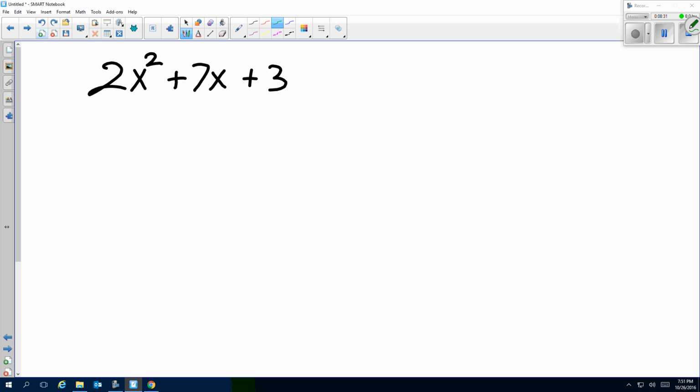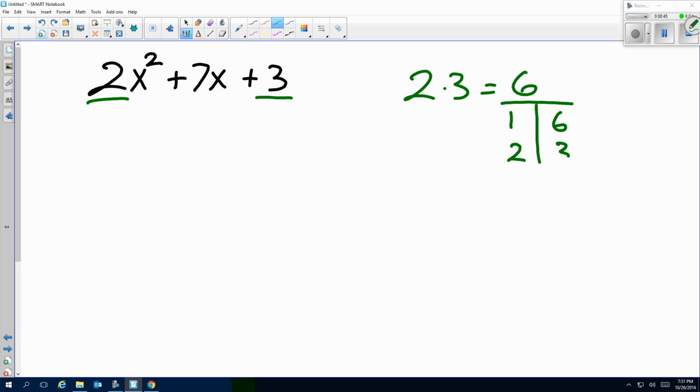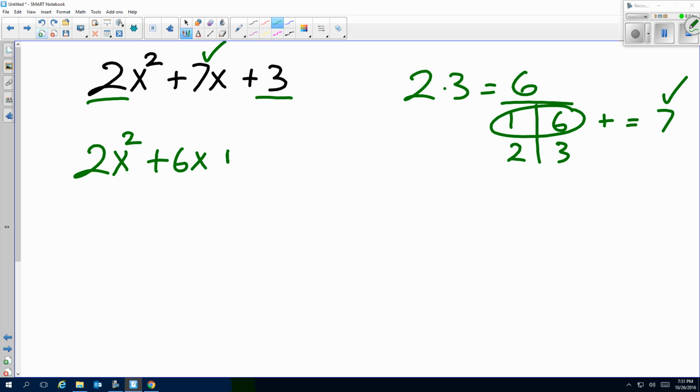All right, you guys are back. I hope y'all started off with the 2 and the 3 multiplying together to get 6. And I hope you listed the factors of 6 as 1 and 6 and 2 and 3. We noticed that 1 and 6 adds up to equal 7, which is what we want. So what I could have done is I could have said 2x squared plus 6x plus x plus 3.